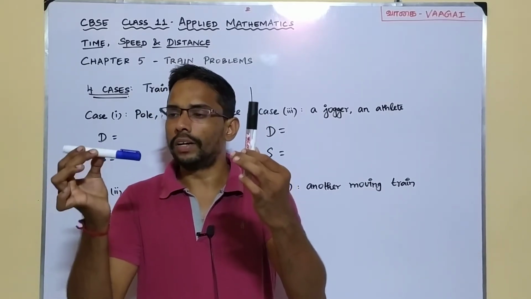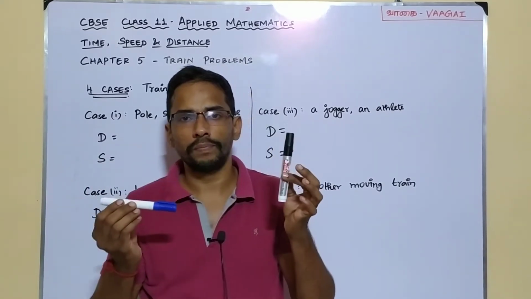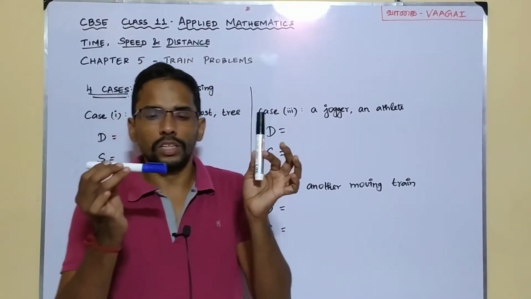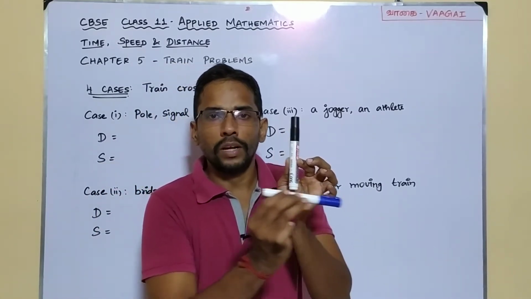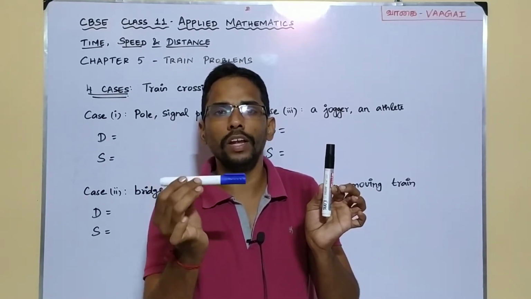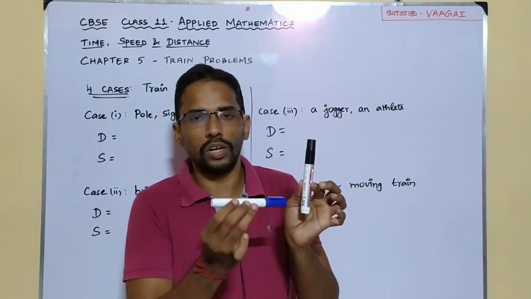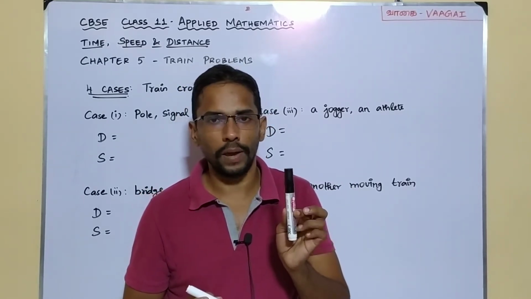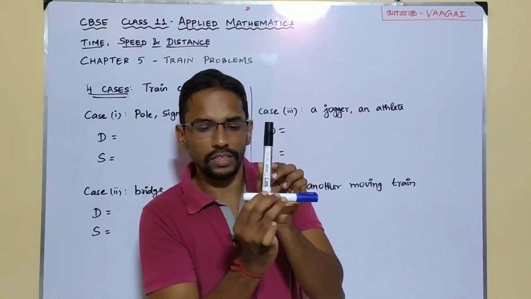Imagine a train is going to cross this object like this. So what happens? This train is going to cross this object something like this. And just imagine how much distance this train should travel in order to cross this post, or signal post, or tree, or whatever, this object.